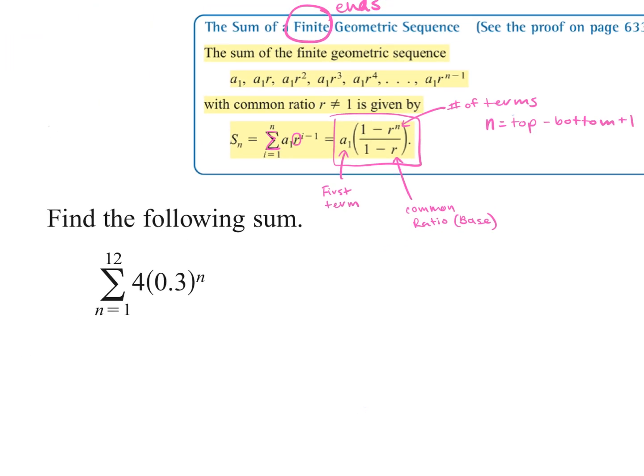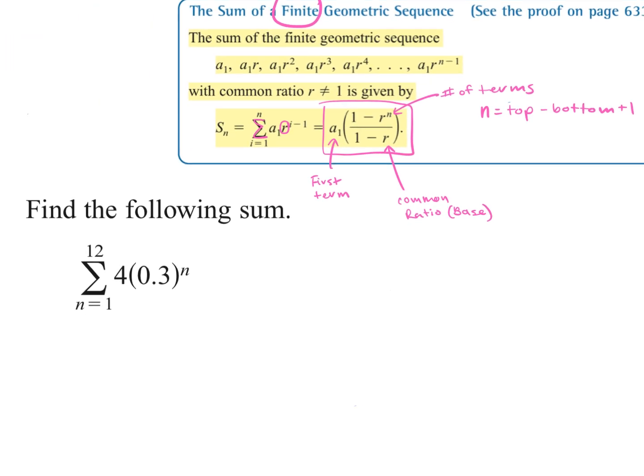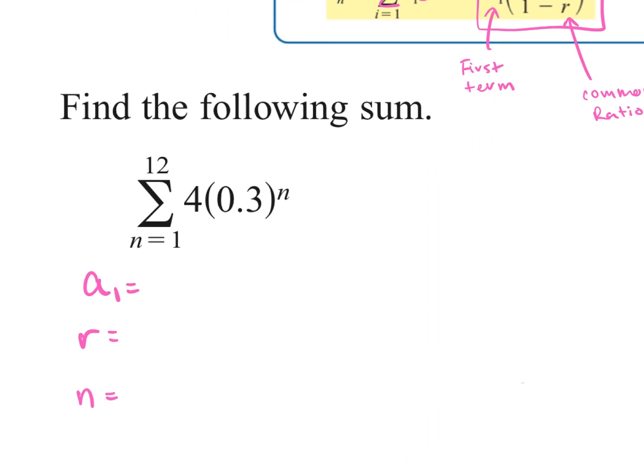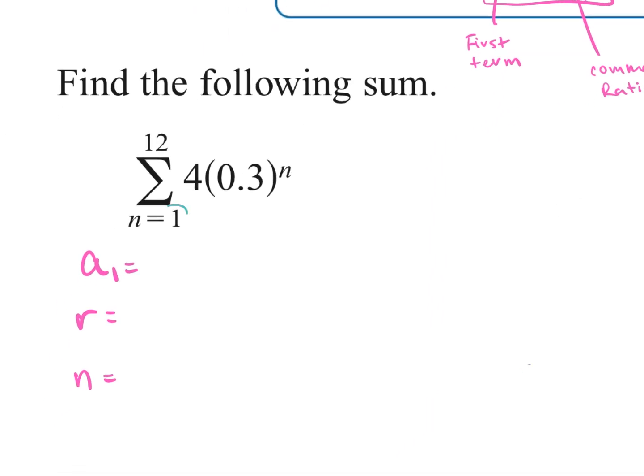So let's look at our first example here. So we want to find the sum. So we need to find our first term, our ratio, and the number of terms. So to find the first term, we always take the number on the bottom, so the first number that we start with, and we're going to plug it into the n, or we'll plug it into the i or the k, or whatever our variable is in the question. So here we have 4 times 0.3 to the first power. So we can put this in our calculator. 4 times 0.3 would be 1.2.